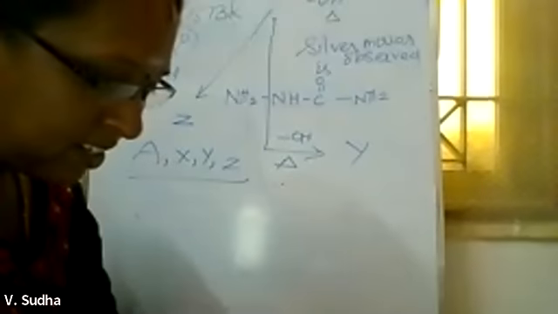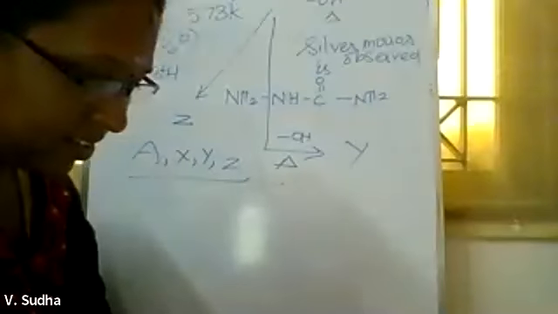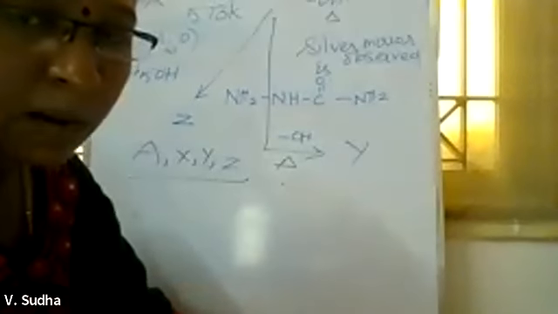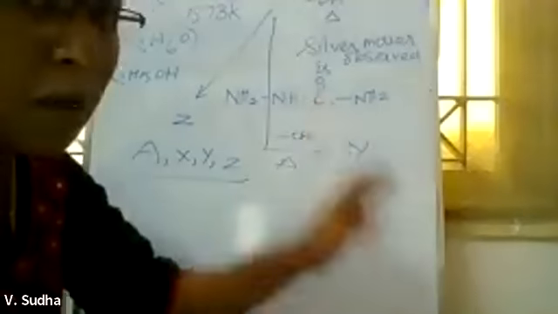C2H5OH. What is the reagent pair with sulfonic and silver nitrate? And what is the name of the reagent? Ammoniacal silver nitrate, Tollens reagent. Very good. Then treatment with NH2NH-C(=O)-NH2.